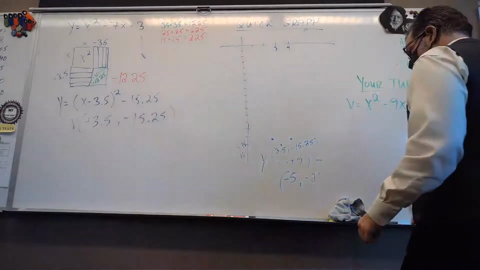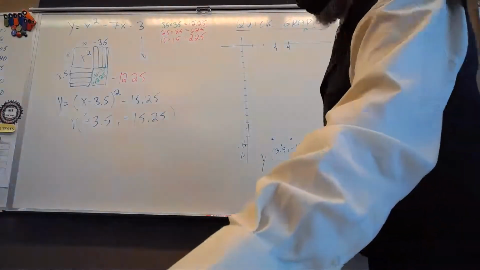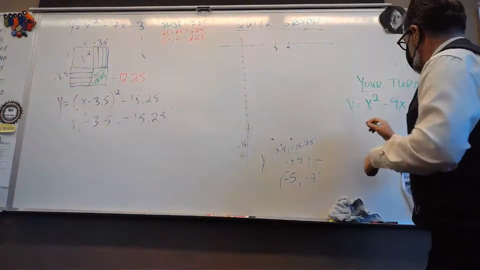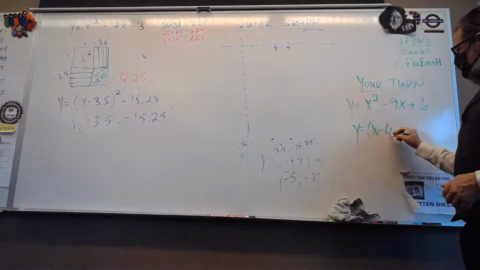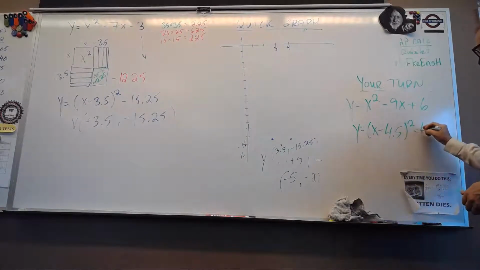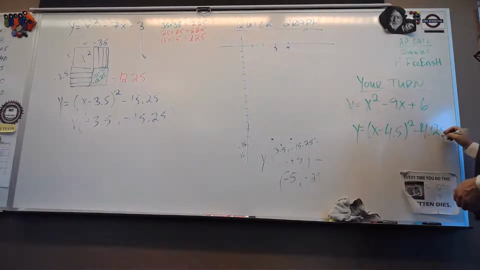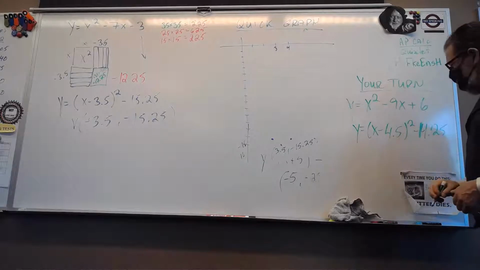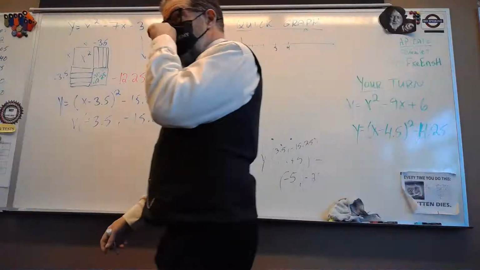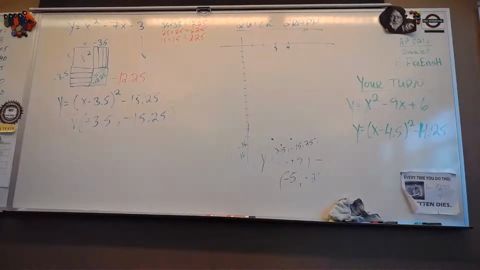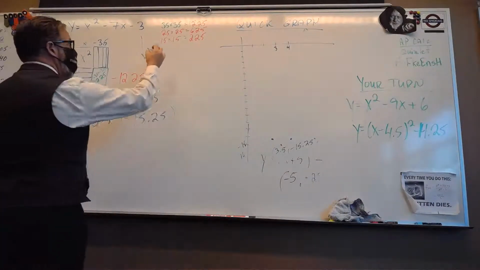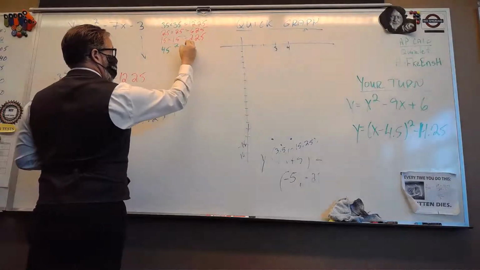Brian, yes. Give us an equation. Y equals x minus 4.5 squared minus 14.25. Cool. Ooh, look at that. 45 squared is 2025.